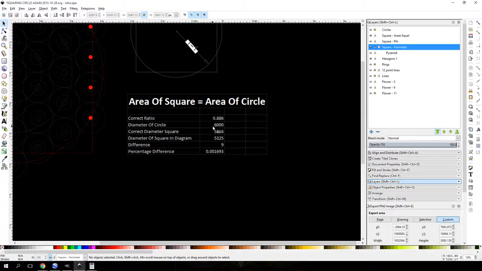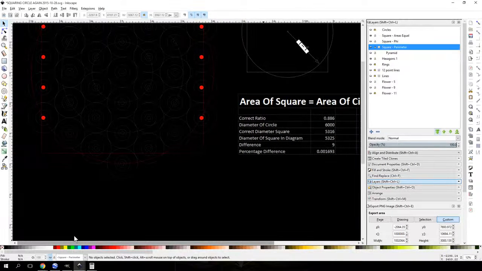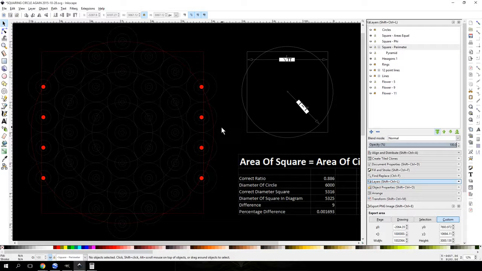And so the diameter of the circle that we have here is 6,000. So that means the correct diameter of the square should be 5316. However, in the diagram that you see up here, the diameter of my square is 5325 based on what I saw, which is a difference of 9 and a percentage difference of 0.0016, which is almost 2 1,000ths, right? So let's take a look at what this looks like.